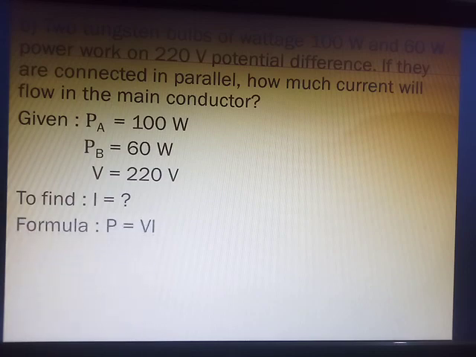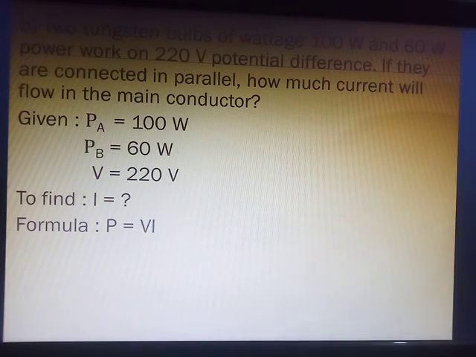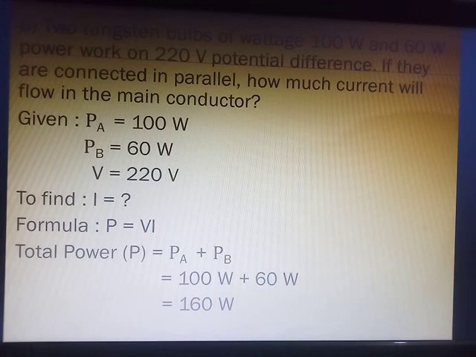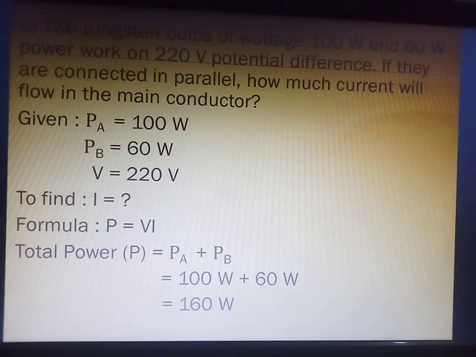Next step, solution. As the solution which we have used for the previous sum, P is equal to V multiplied by I. Now here you have two different powers. So both the power you are going to add. So you will get the total power. So total power P is equal to power for bulb A plus power for bulb B. That is equal to 100 watts plus 60 watts. Turns out to 160 watt.